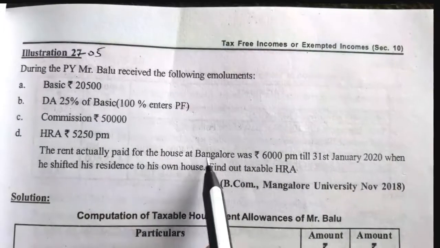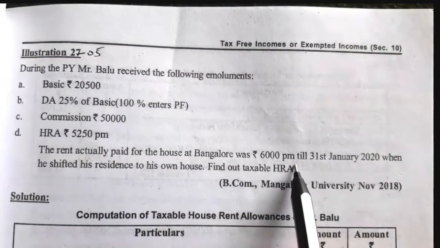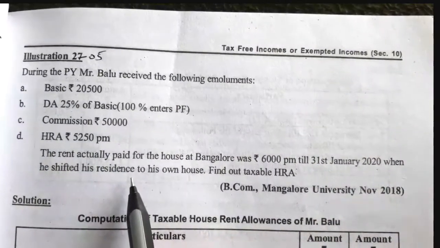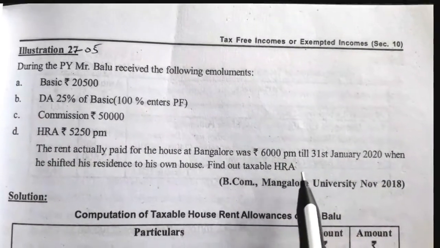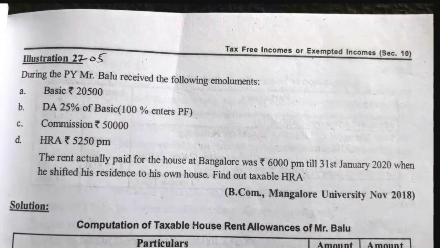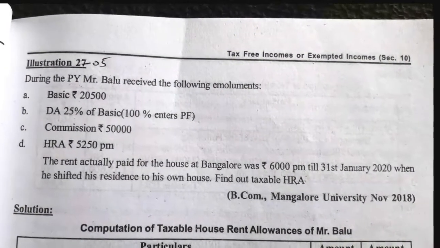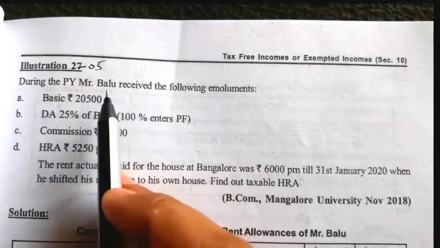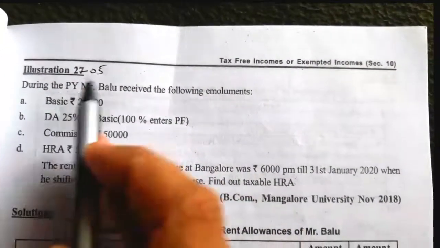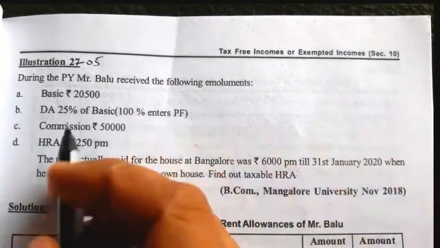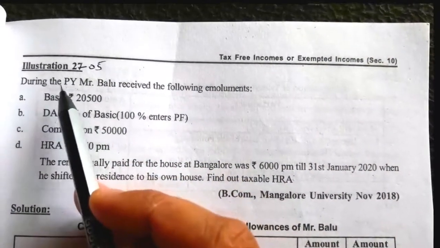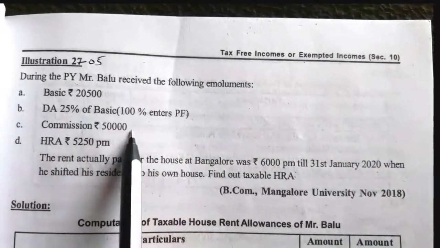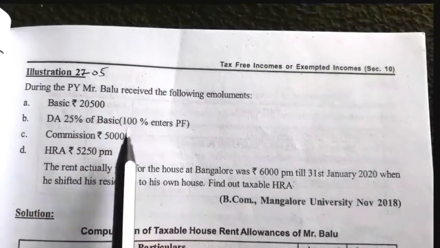The rent actually paid for the house at Bangalore was rupees 6,000 per month till 31st Jan 2020, when he shifted his residence to his own house. Find out the taxable HRA. So this is a question asked in the year 2018 question paper. Now see the question. So Mr. Balu received the following payments, salary, benefit and other benefits during the previous year. So basic salary, DA, commission is given. So this is relating to salary.